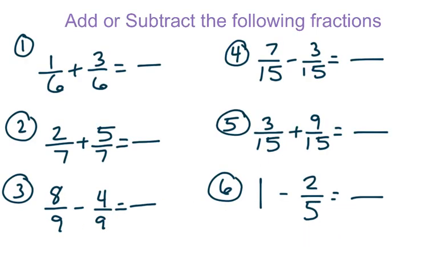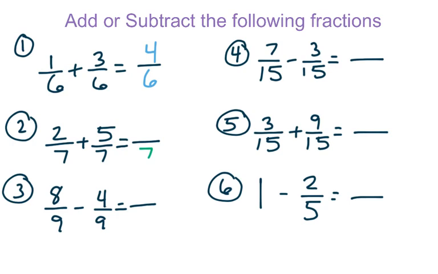I want you to go ahead and solve these problems. You have 6 problems to solve. We're going to add or we're going to subtract, so make sure you're looking at the sign. For this first problem, we see our denominator is the same, so we go ahead and bring that denominator over, and then this is an addition problem, so we're going to add 1 plus 3 gives us 4, and that's it. Number 2, we're looking at the same thing.